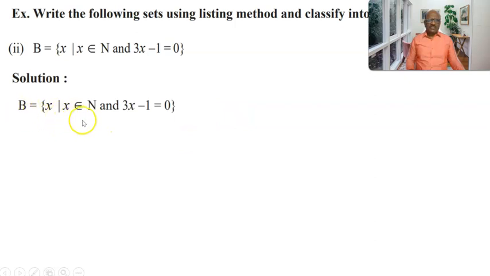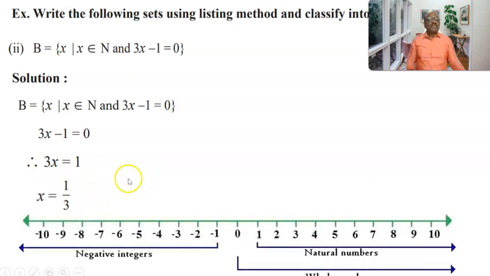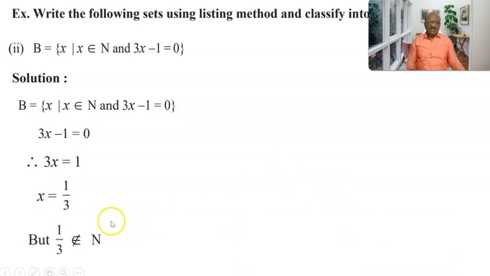Okay, B = {x : x belongs to the set of natural numbers, 3x - 1 = 0}. मग ते इक्वेशन आपण सॉल्व करणार. 3x - 1 = 0, therefore 3x = 1, x = 1/3. But 1/3 does not belong to the set of natural numbers. 1/3 या natural number मध्ये आहे का? तर नाही आहे. Hence B is an empty set, or it is phi, and therefore we can count the elements: it is a finite set.